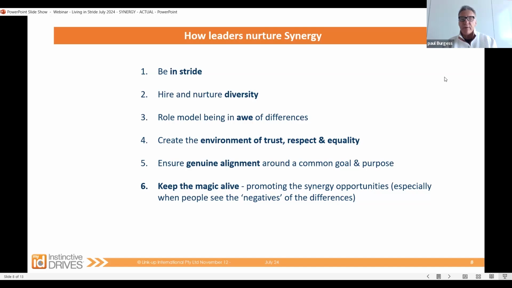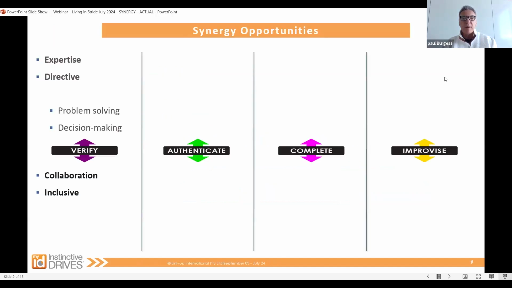All right, so we might pivot into the ID piece, and this is where I want to open it up to discussion. What I'm really looking at here is, if you bring different IDs together, what is the synergy that we could be looking for given those IDs?